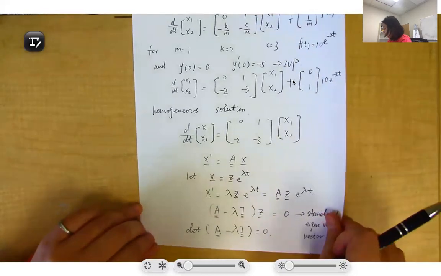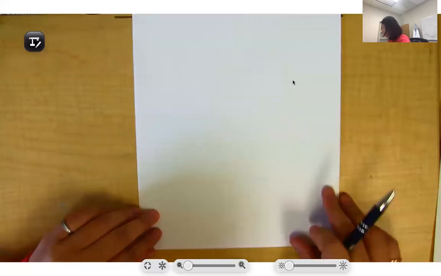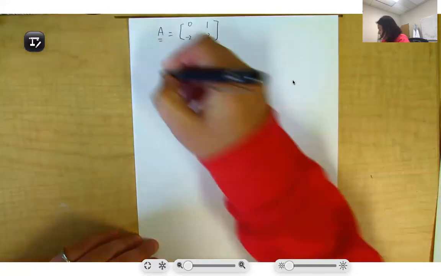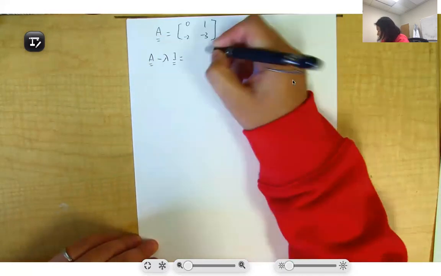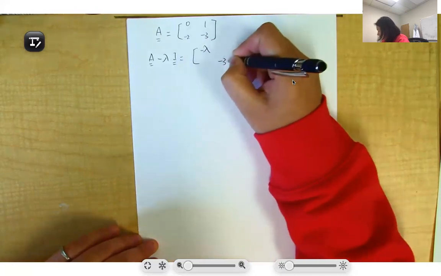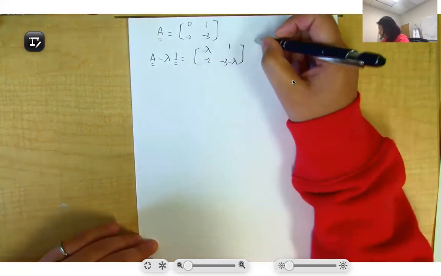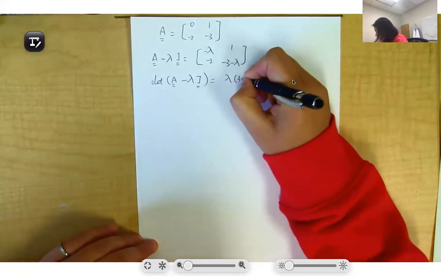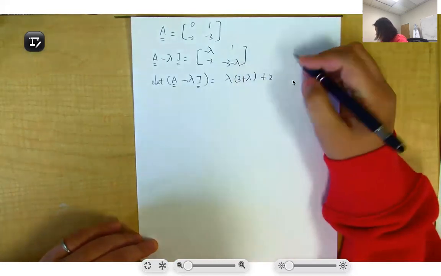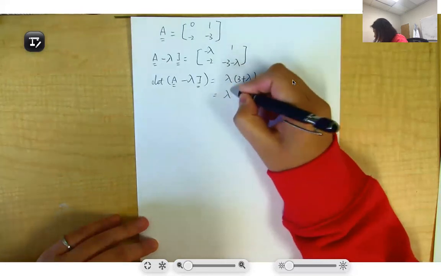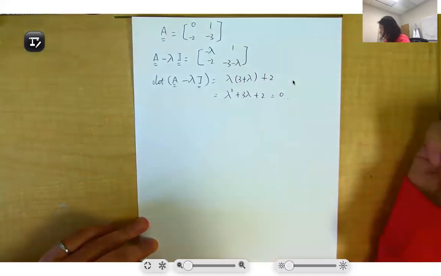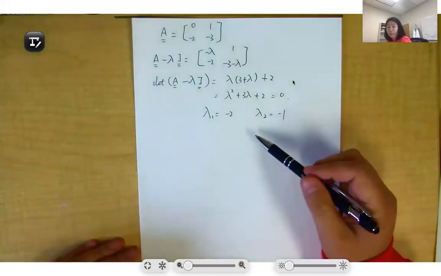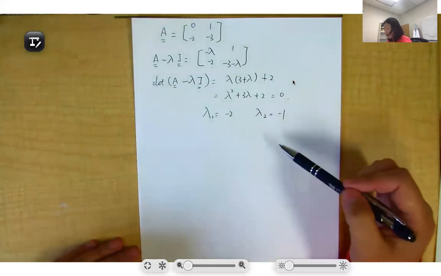Let's try to use our system A. The system A is [0, 1; -2, -3]. Then A minus lambda I equals [negative lambda, 1; -2, -3 minus lambda]. And the determinant of A minus lambda I equals lambda times (3 plus lambda) plus 2, that is lambda squared plus 3 lambda plus 2 equals 0. Then lambda 1 equals -2, lambda 2 equals -1. So those are our eigenvalues, and based on the eigenvalues, you can get the eigenvectors.